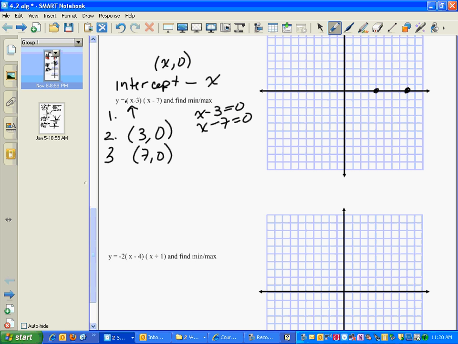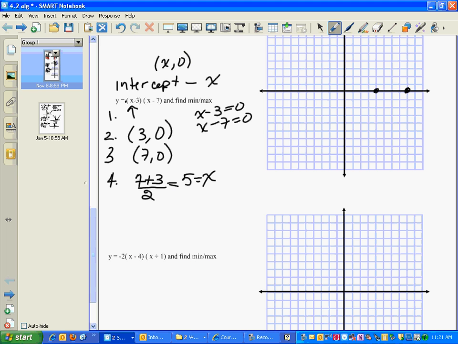No, we do not count. Average or midpoint, add and divide by 2. I'm not going to make them all pretty. 7 plus 3 over 2, 5. You have just found the x value of your vertex.